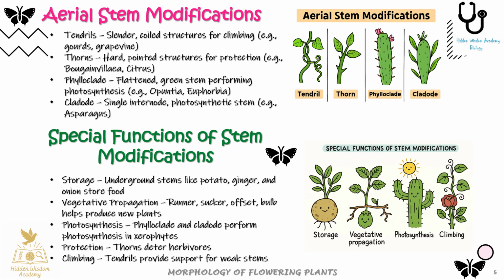Now, let's talk about special functions of stem modifications. Some underground stems like potato, ginger, and onion store food. Others like runner, sucker, offset, and bulb help in vegetative reproduction. In xerophytes like opuntia, phylloclades and cladodes do photosynthesis when leaves are reduced. Thorns protect plants from animals, while tendrils help weak stems climb and reach sunlight. These functions make stems one of the most useful parts of plants.